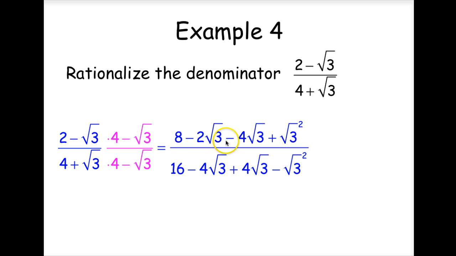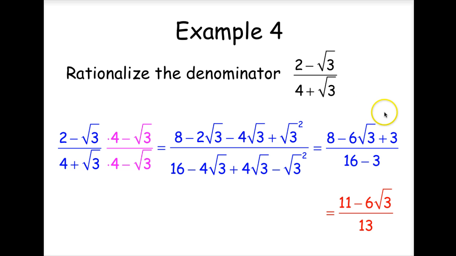Now let's start simplifying. Negative 2 square root of 3 minus 4 square root of 3. Square root of 3 squared is 3, so we have some more like terms here. 8 plus 3 is 11, minus 6 square root of 3 over 16 minus 3, which is 13. Very good.